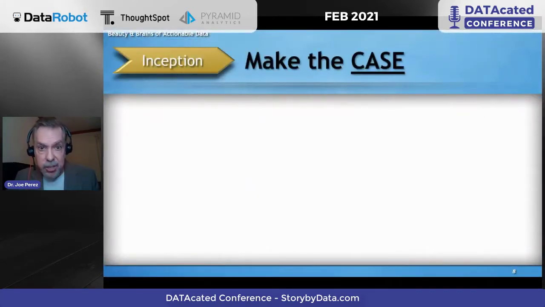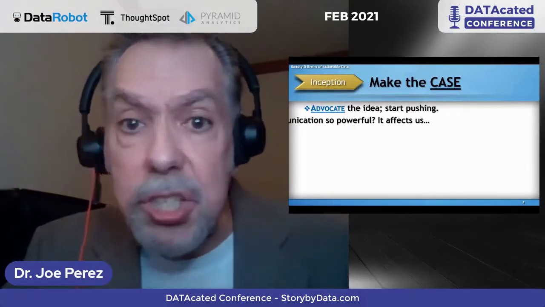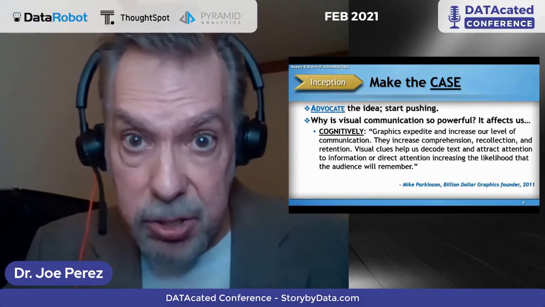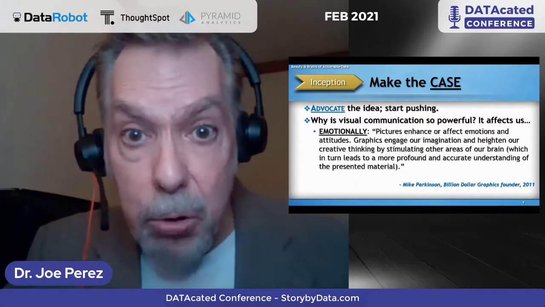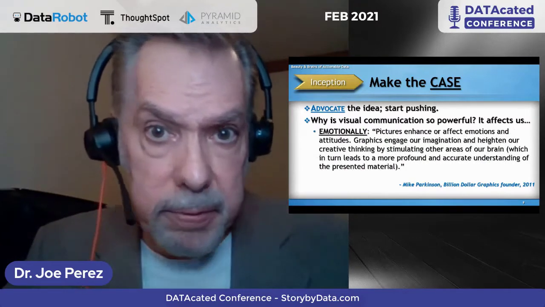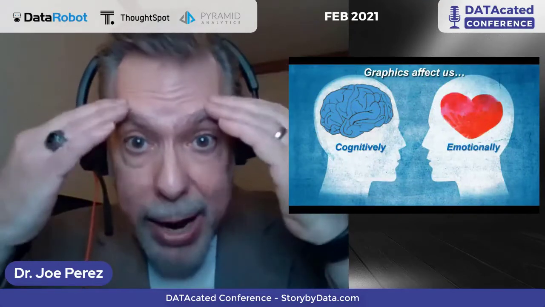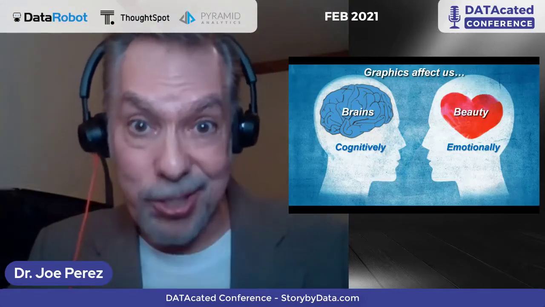So, second stage, inception. Once the race has been started, here's where we need to make the case. Keyword advocate. Make the case for expressing the concept visually. Folks, this is very powerful for a couple of reasons, according to Mike Parkinson, founder of Billion Dollar Graphics. He says we're affected both cognitively and emotionally. Now, for the sake of time, I'll summarize what Parkinson's saying here pretty simply. Graphics get a hold of both our brains and our hearts. You see, that's both beauty and brains in action.